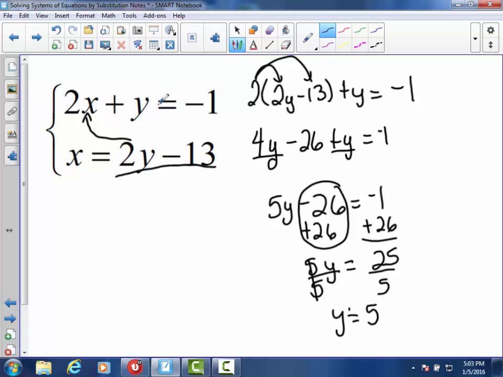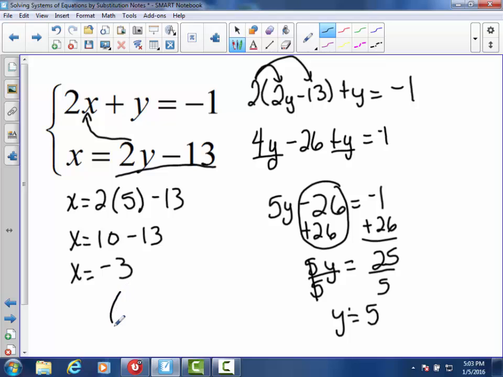Okay, so then step 3 says to take the variable you solved for and substitute it into one of your original equations. Well, since my original equation here is x equals 2y minus 13, if I replace the y with 5, all my numbers are going to be on the right, least amount of work for me to do. So that's what I'm going to do. So x equals 2 times 5 minus 13. 2 times 5 is 10. So 10 minus 13, so x equals -3. So the solution to this system is -3, 5. Okay, and there's just the one solution.